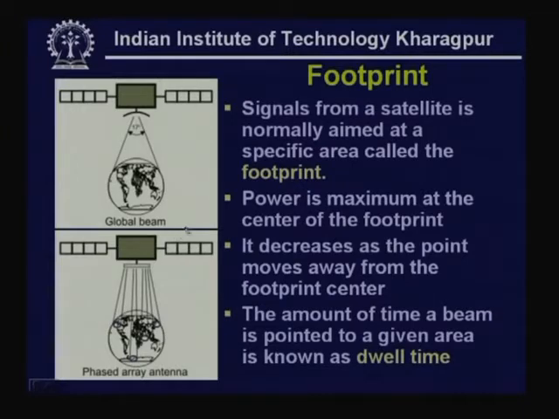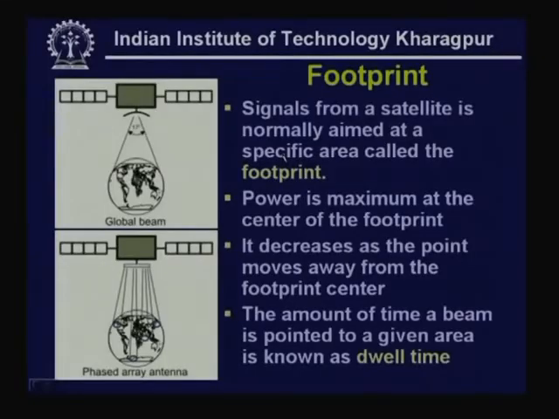Now, nowadays, different types of antennas are used in satellites, and these are all electronically controlled. For example, if a phased array antenna is used, then the footprint can be dynamically changed. It can be small, it can be large, it can be controlled. For example, here the footprints are small, as is visible here. So, this part and this part are small. And another possibility is that on a particular spot, the beam can be focused for some duration, which is known as the dwell time.